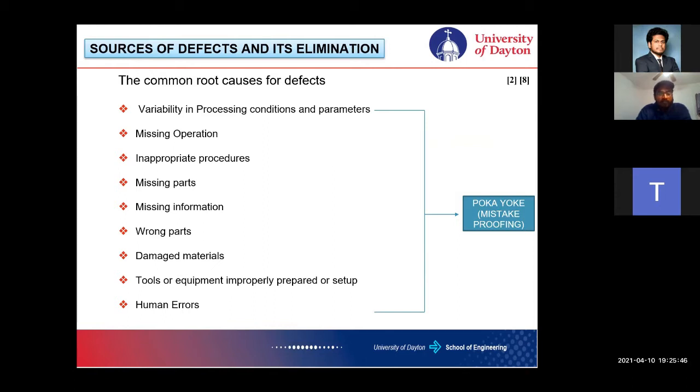And this list tells us that these are the main points that need to be addressed when designing Poka-Yoke mechanisms and making sure all of these points are covered and ensure that the product is defect free.